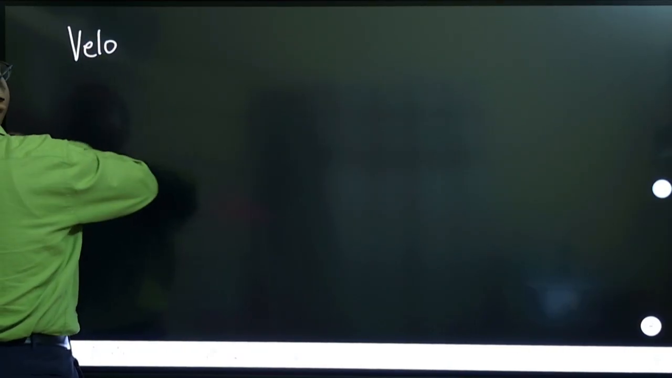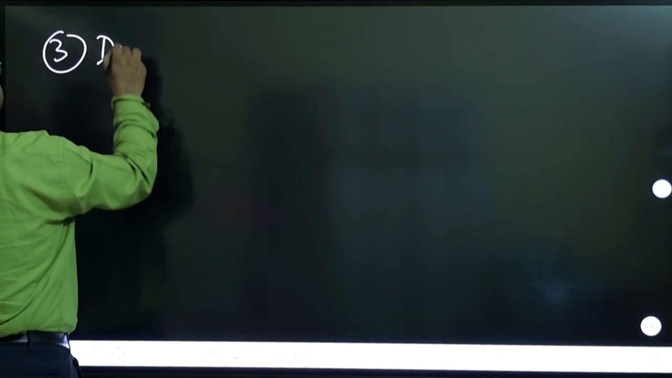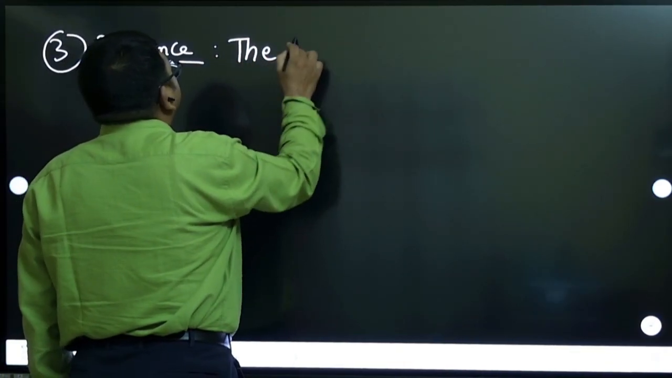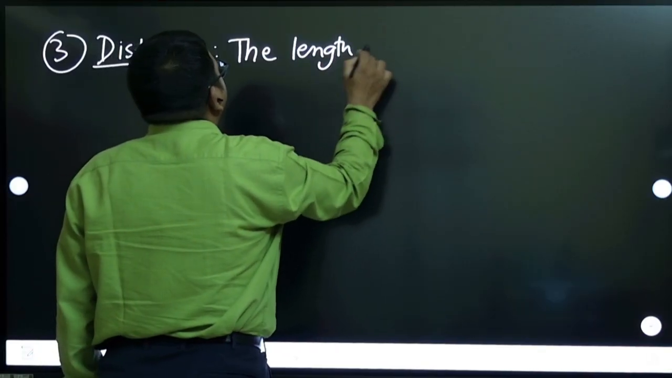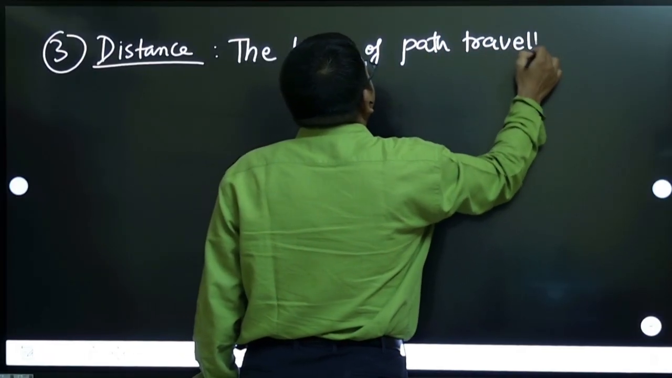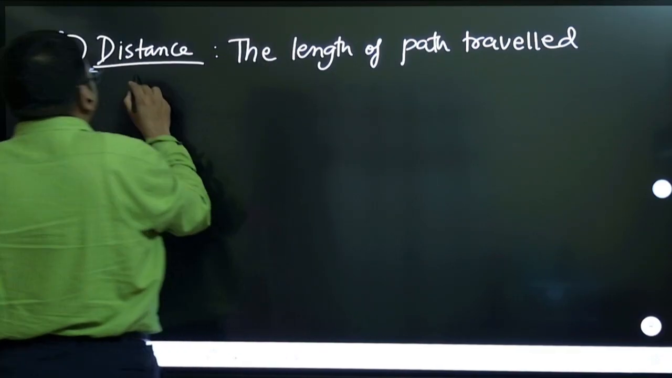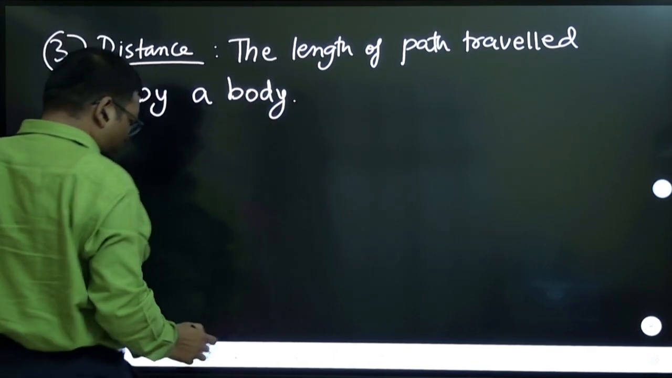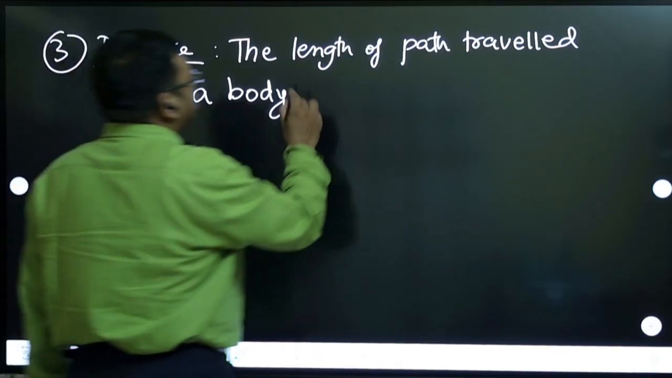Next is what is velocity? No, I think distance also we need to see. Third thing is distance. So distance means what? Distance means the length of path traveled by a body. Length of path traveled by a body.